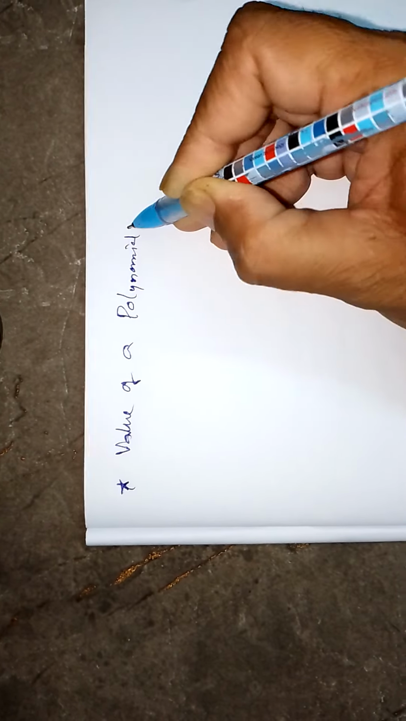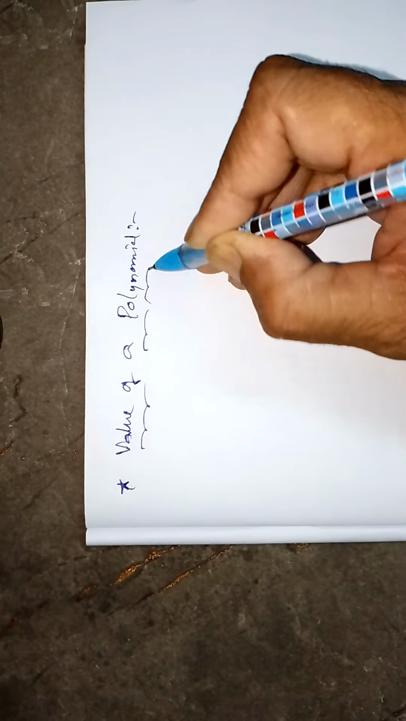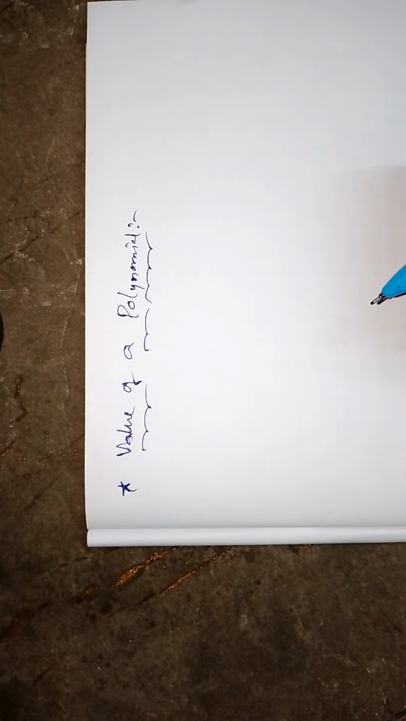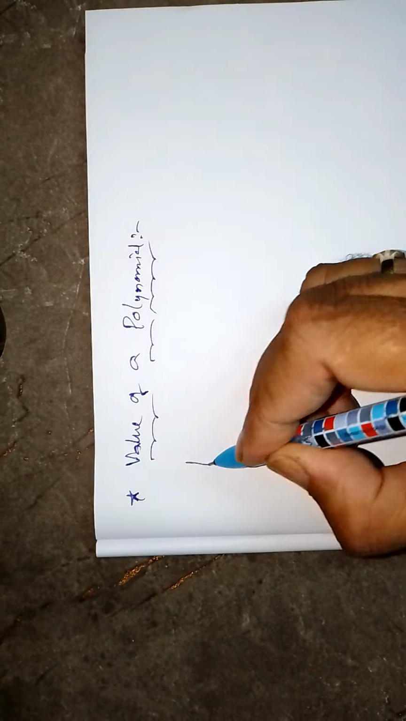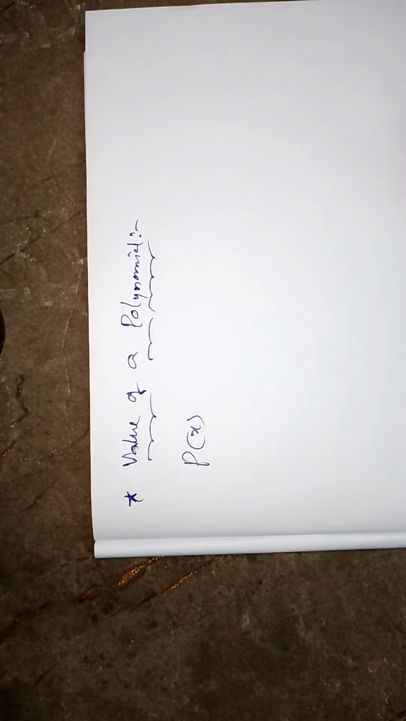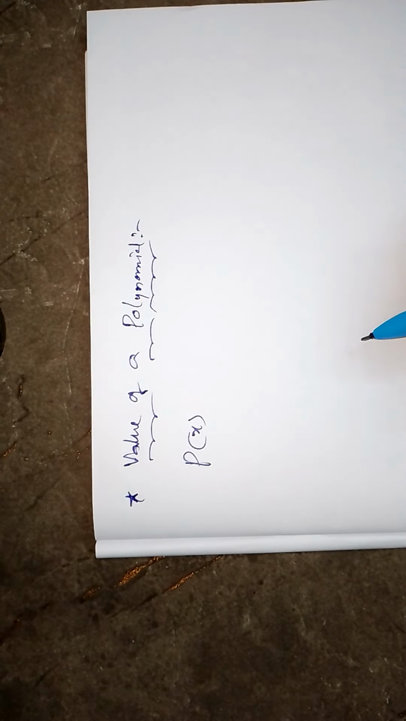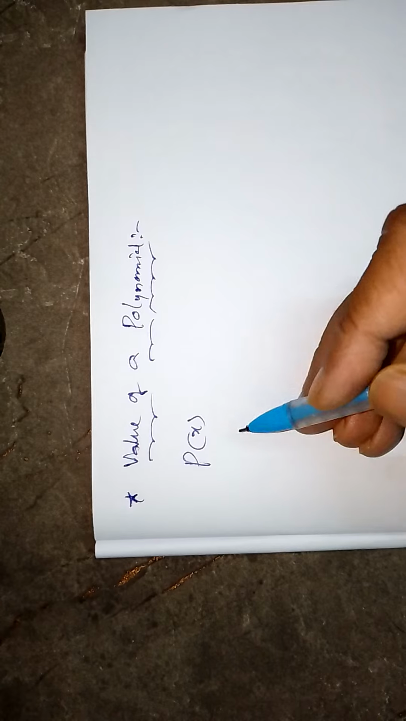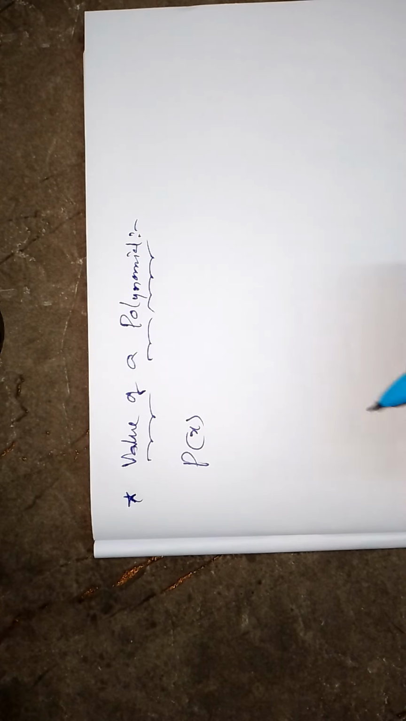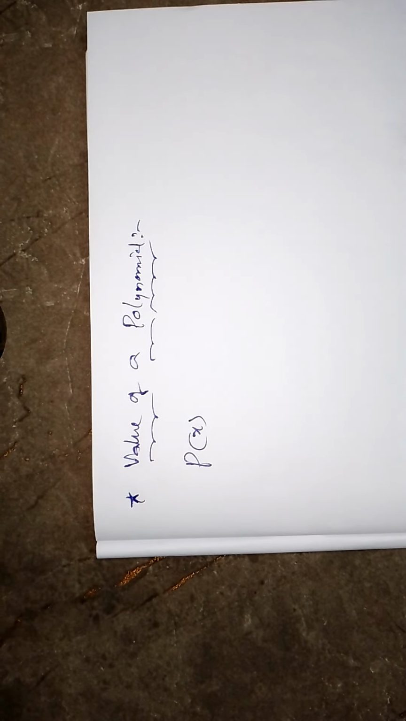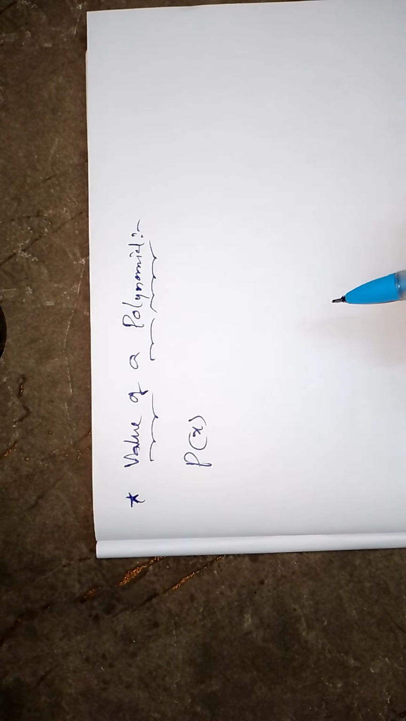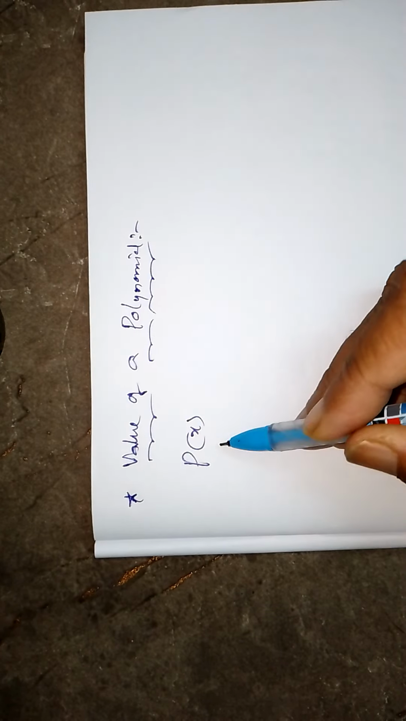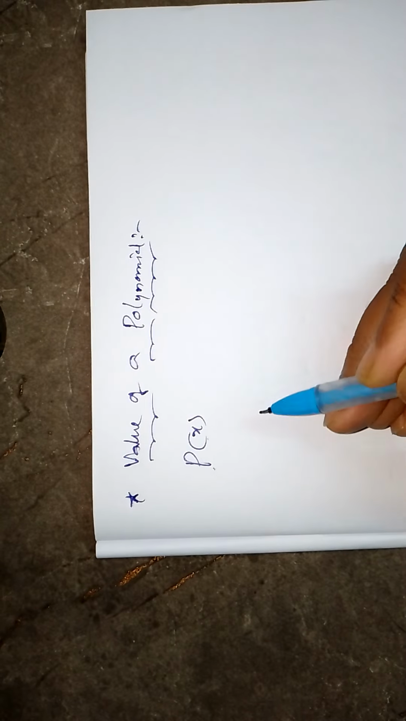What is meant by the value of a polynomial? Any polynomial in the variable x is denoted by p of x. If it is in the variable y, it is denoted as p of y. That means it is a polynomial in the variable y. Yes, p of x means a polynomial in the variable x.